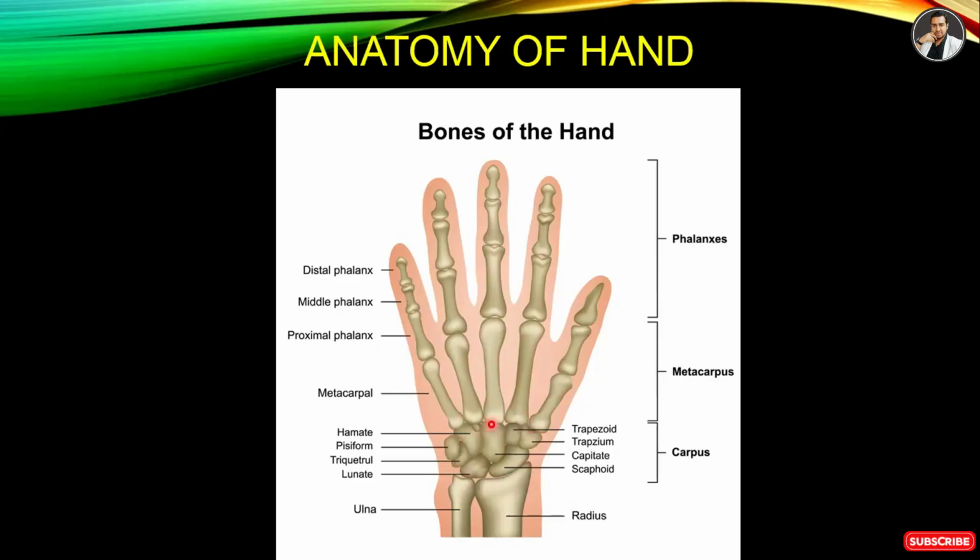The wrist joint is made of the carpal bones. There are 8 carpal bones: trapezoid, trapezium, capitate, hamate, scaphoid, lunate, triquetrum and pisiform. The second group is the radius and ulna. The radius, ulna, carpal bones and metacarpal joints make up the wrist joints.